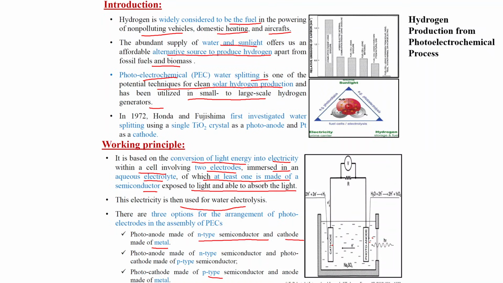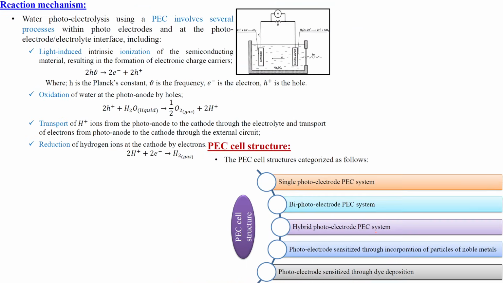The simple mechanism here is this photoanode: when it absorbs sunlight, it gets split into electron and holes, and then the electron and hole assist in the water splitting. Okay, so let us come to the reaction mechanism.